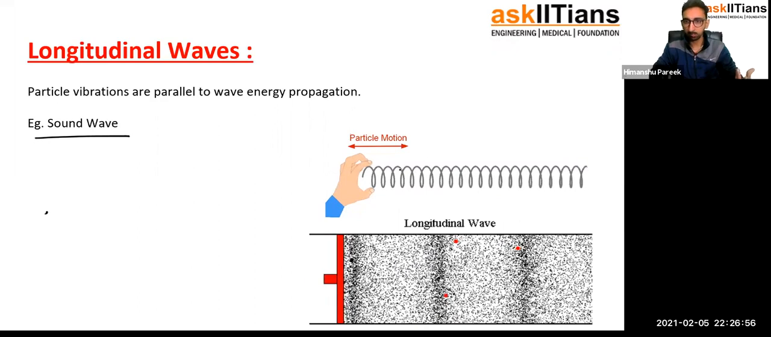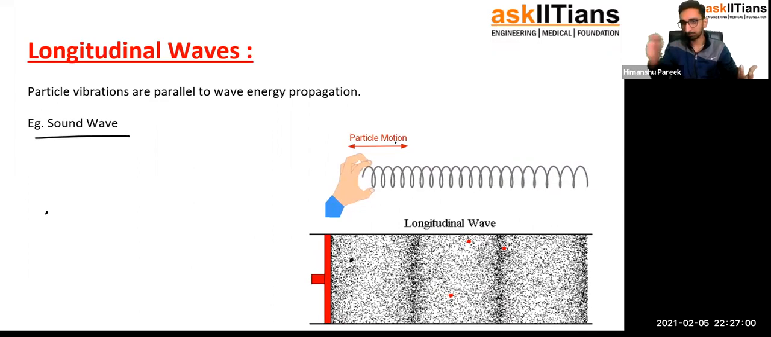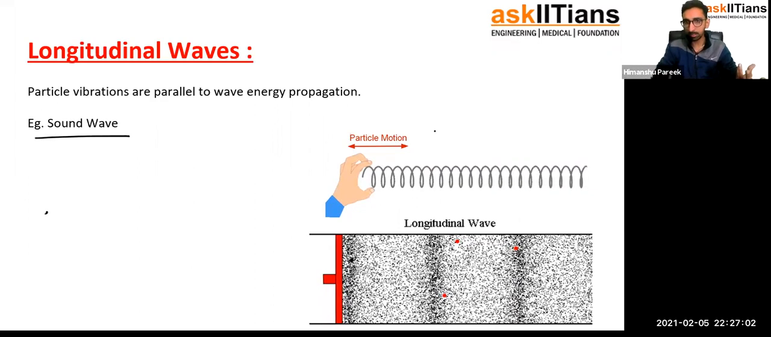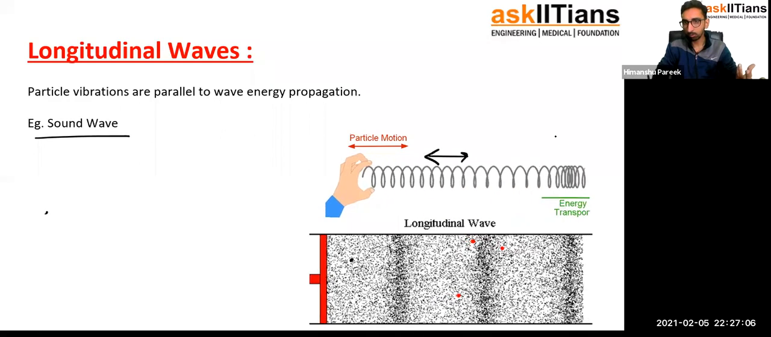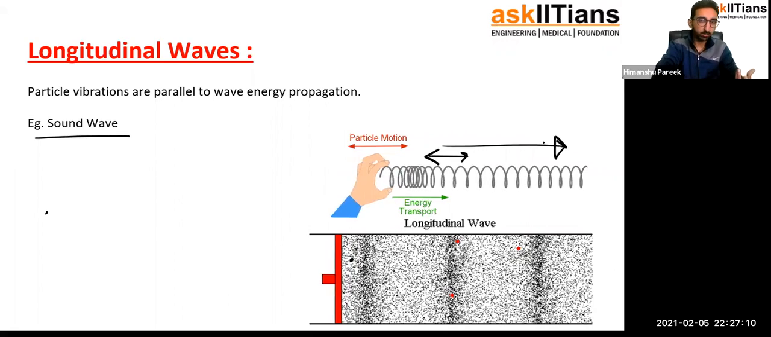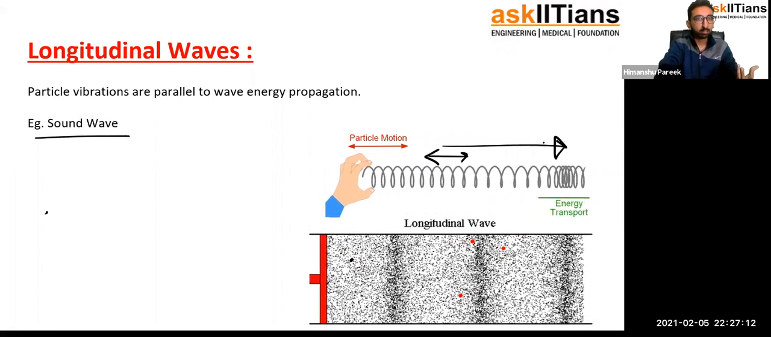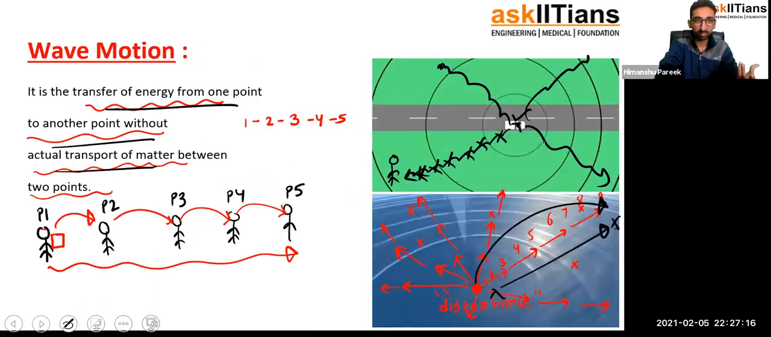So here you can see that's a spring. You make the spring vibrate like this. So all the rings here will vibrate this way. And energy is also going forward. That disturbance is traveling forward. That's what we call the longitudinal waves. So that's all, right? So that was a quick, very small introduction about the sound wave.